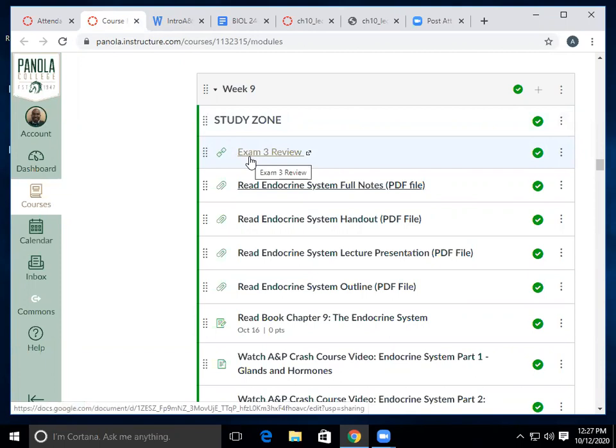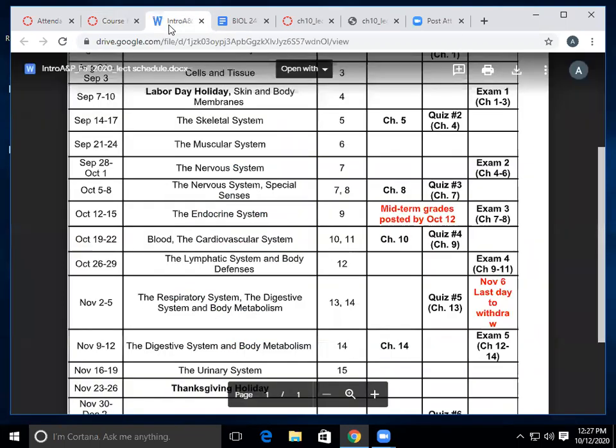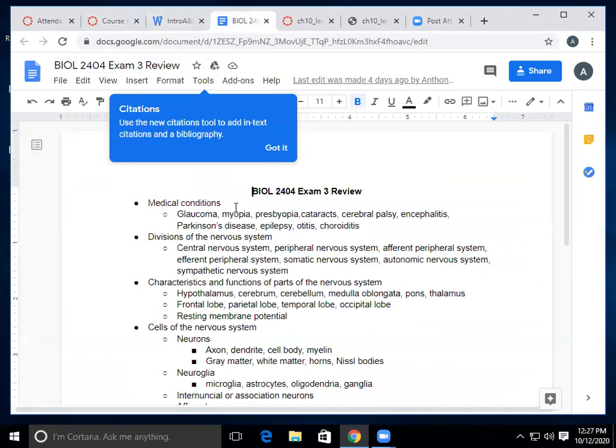Let's see, and you're not able to see that yet. Up here. But in the modules, right there at the top of week 9, says exam 3 review. Okay, so click here. So if you click that, it'll take you to this page.